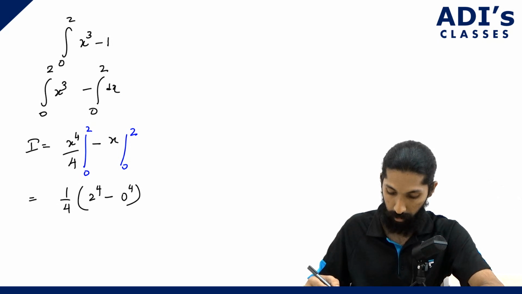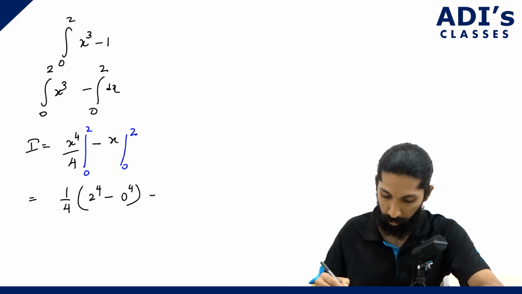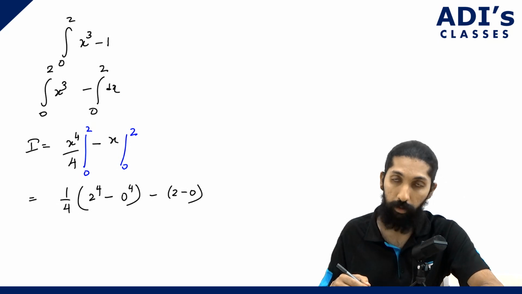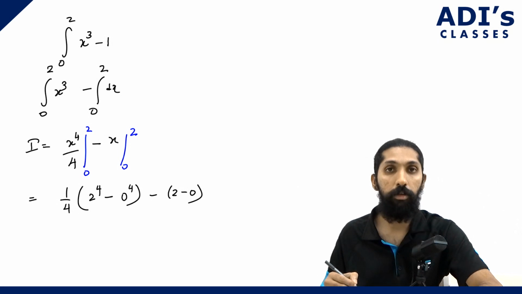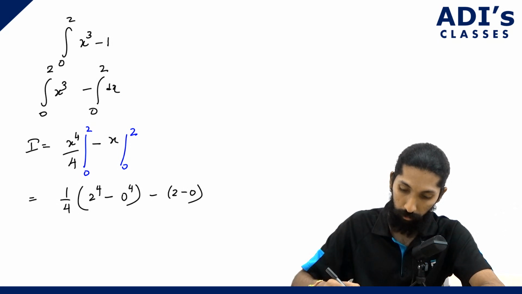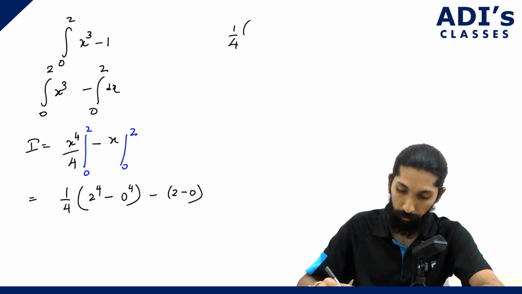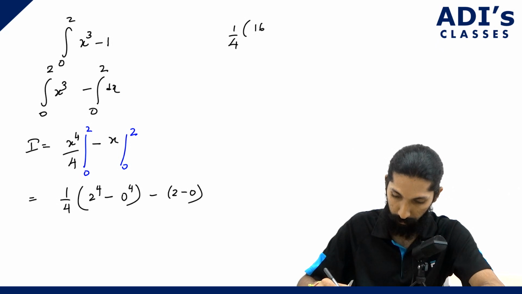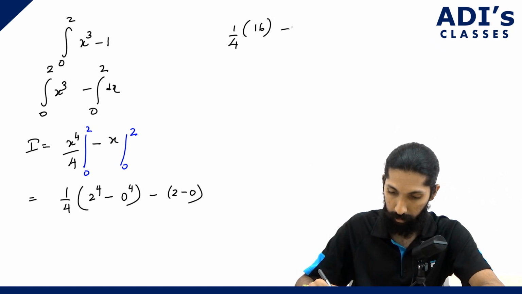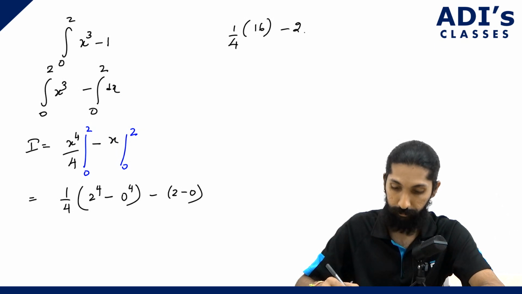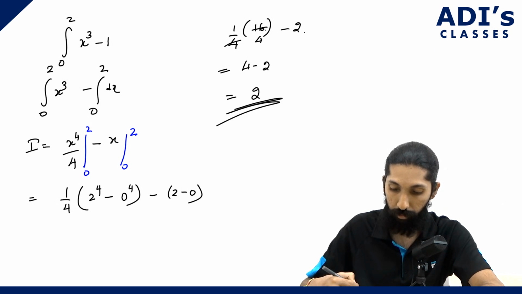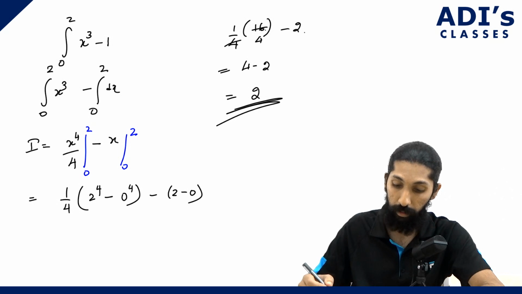Correct? Now what do we have? Minus of 2 minus 0. In place of x, you have to write 2. In place of x, you have to write 0. Now, this is going to be 1 by 4 of 16. 0 power 4, anyway. Minus 2, right? So, the final answer you have is 2. Correct? The final answer is going to be 2.